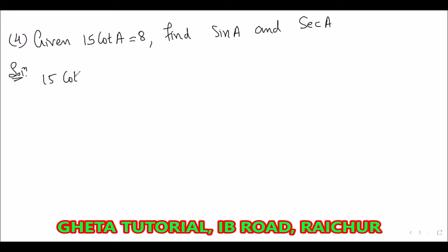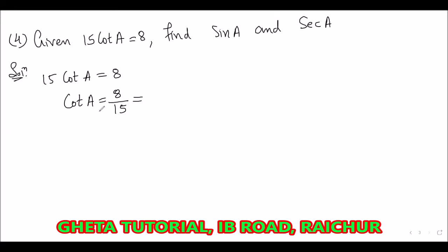15 cot A is equal to 8. See the confusion, just for the confusion they will give a question like this. No problem, but we are also smart. What we should do here: cot A is equal to, we cross multiply the 15, 8 by 15. So what is the ratio of the cot?